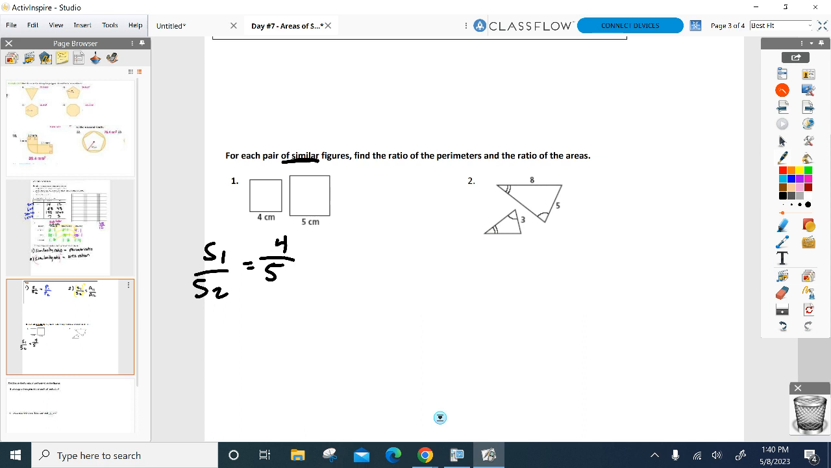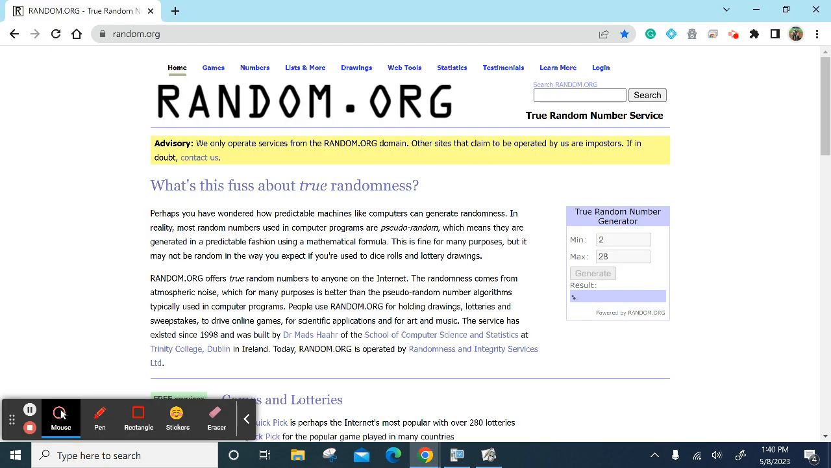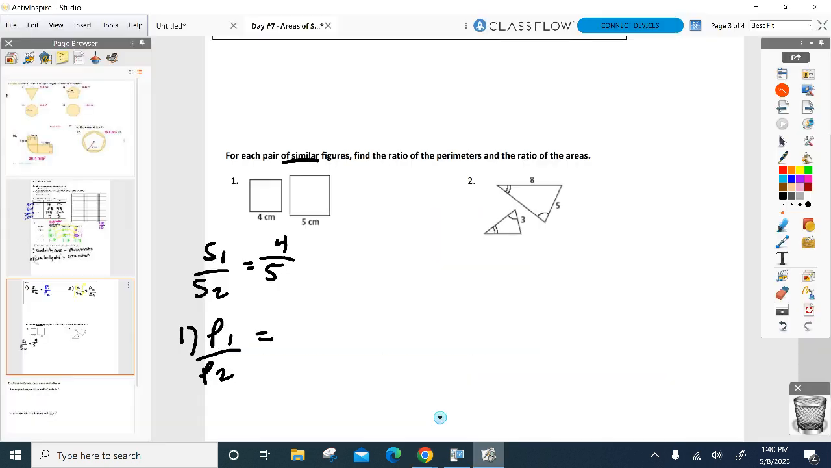Now, how about that perimeter ratio it's asking me for? P1 over P2. What's the ratio of the perimeters here? Also 4 over 5. They're all equal. Now, we got to take a time out here. I want to make sure we're clear with something. Am I telling you that the perimeter of the smaller figure is 4 and the perimeter of the bigger figure is 5? No, I am not. That's ridiculous anyway.